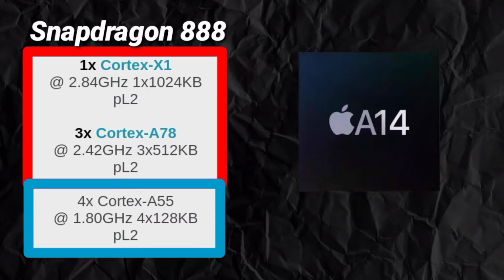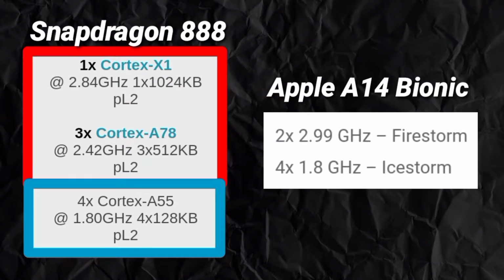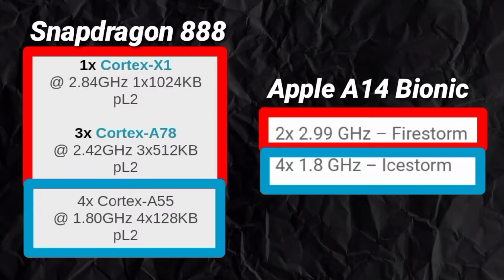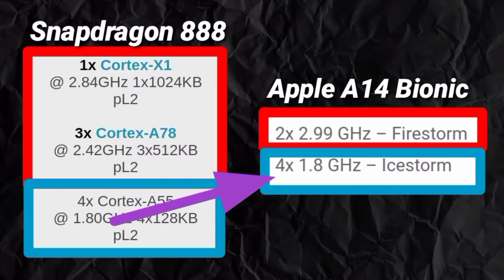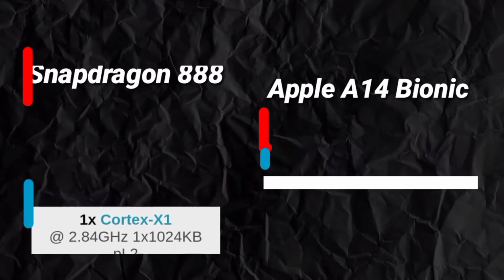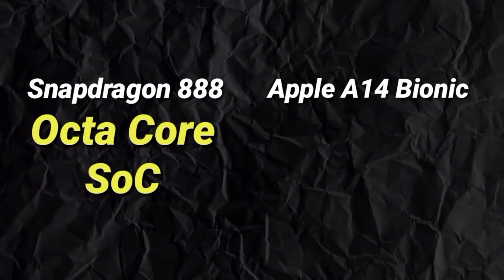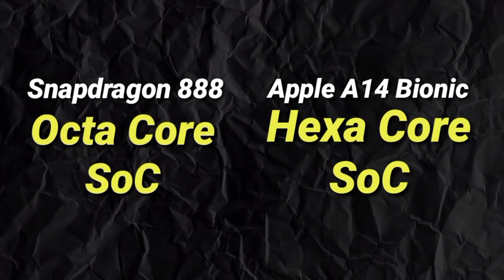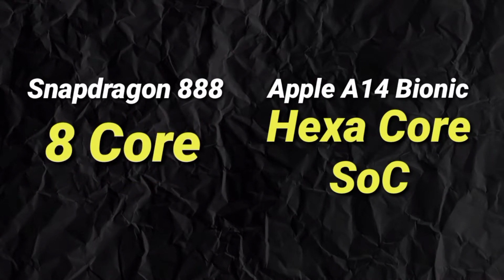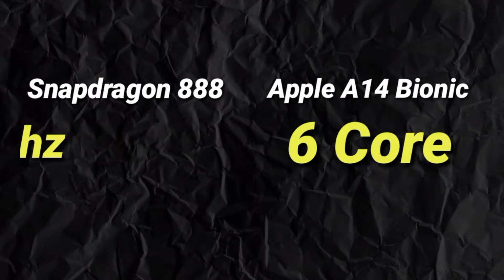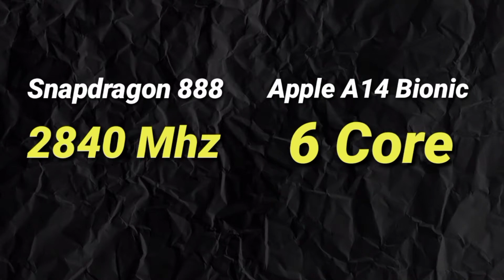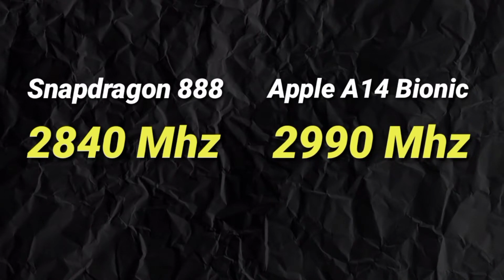On the other hand, the Apple A14 Bionic is based on 2 high performance cores and 4 high efficiency cores. There are 2 Firestorm cores clocked at 2.99 GHz and 4 high efficiency Icestorm cores clocked at 1.8 GHz. The Snapdragon 888 is an octa-core processor and the Apple A14 Bionic is a hexa-core processor. That means there are 8 cores in the CPU of the Snapdragon 888 and 6 cores in the CPU of the A14 Bionic. If we talk about the frequency of the CPU, it is 2840 MHz in the Snapdragon 888 processor and 2990 MHz in the Apple A14 Bionic.